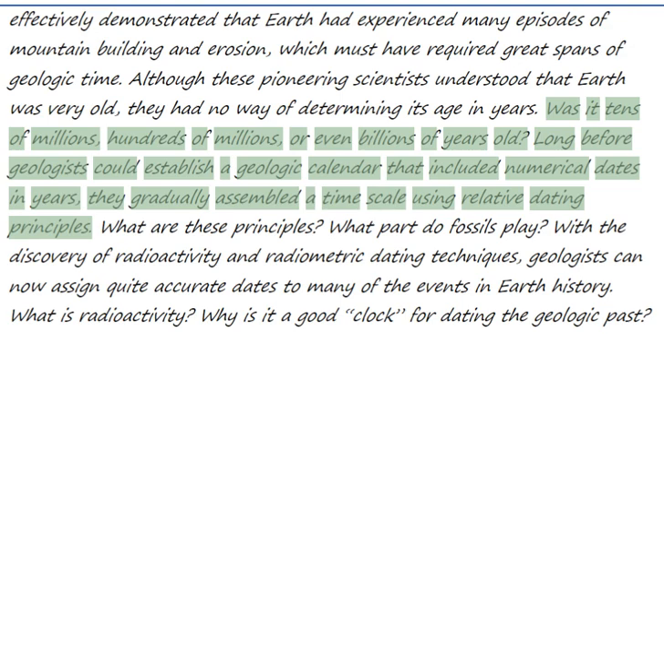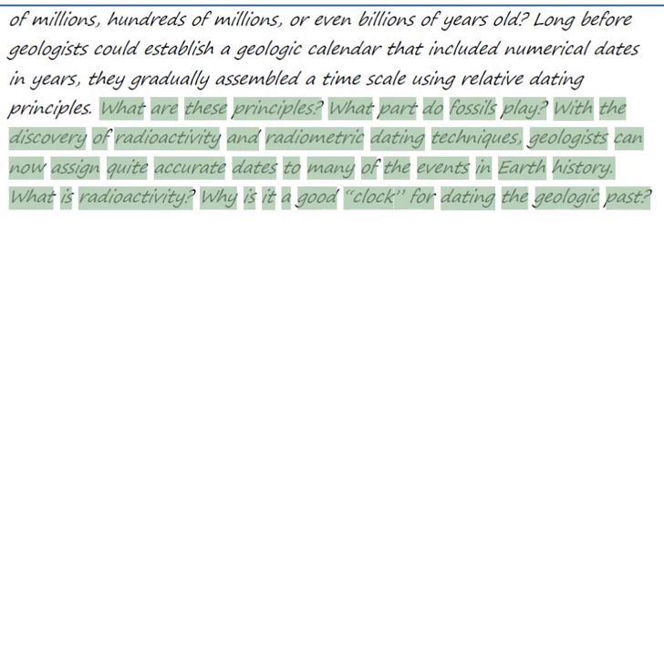Long before geologists could establish a geologic calendar that included numerical dates in years, they gradually assembled a time scale using relative dating principles. What are these principles? What part do fossils play? With the discovery of radioactivity and radiometric dating techniques, geologists can now assign quite accurate dates to many of the events in Earth history. What is radioactivity? Why is it a good clock for dating the geologic past?